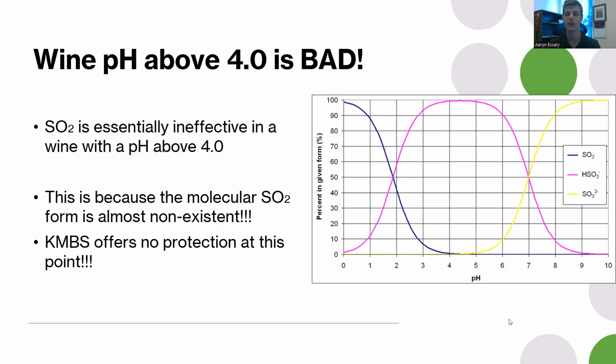This is why it's very important to know your wine pH. When people say, hey, I want to make wine, the first thing I really recommend is a pH meter, because you need to know the pH of your wine, especially when it comes to your KMBS, your potassium metabisulfite additions. So again, if you have a wine at 4.8 or above, you have almost no molecular SO2 available.